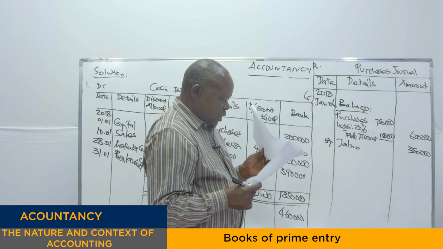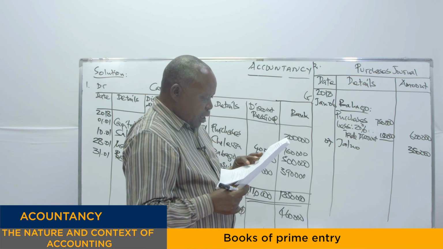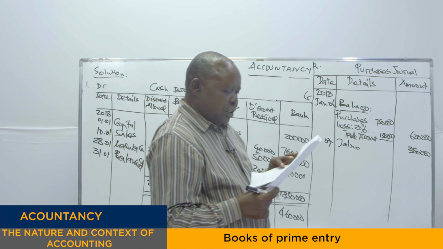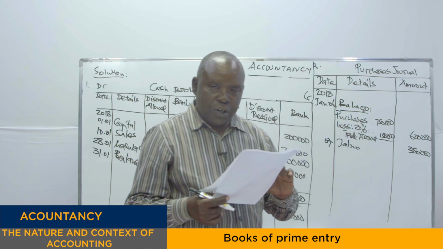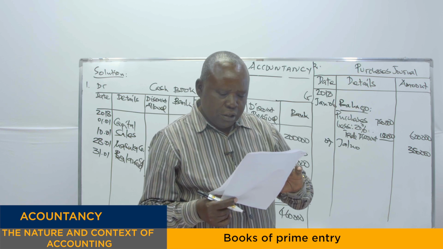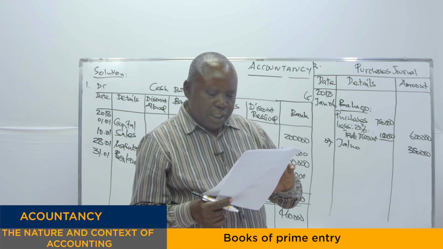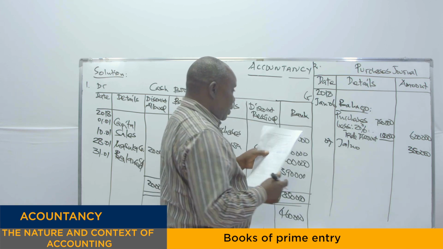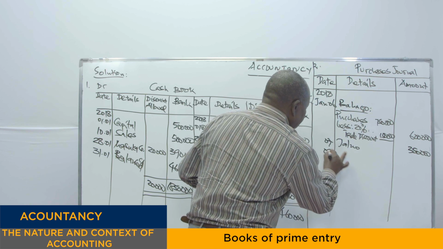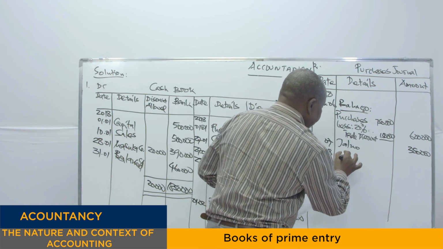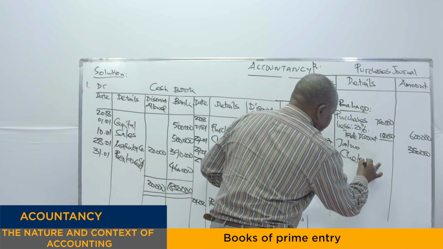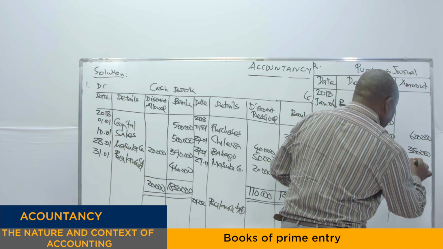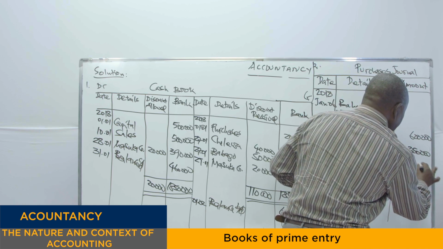Then we go to the 8th. We bought goods on credit from Chelewa, Tanzania shillings 800,000. There's no trade discount here also. So we just write the amount directly to the amount column. So this is the 8th, Chelewa. The amount is 800,000.